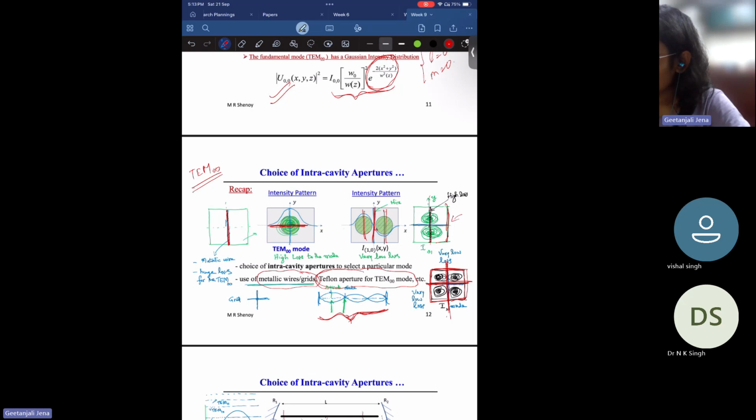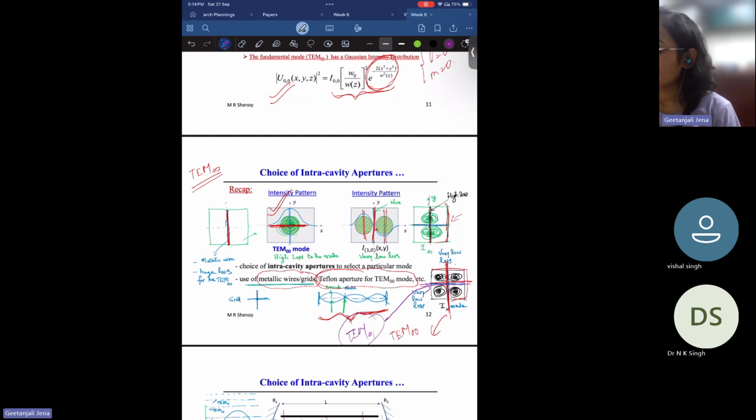So for this direction, the TM00 mode will experience a loss. If you see this figure, the TM00 mode will experience a loss. And for this metallic wire, the TM01 will experience a loss.